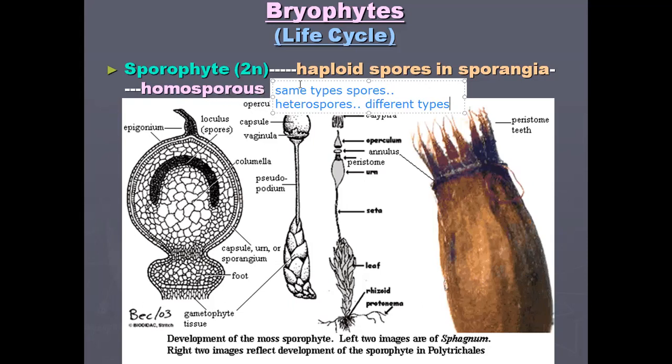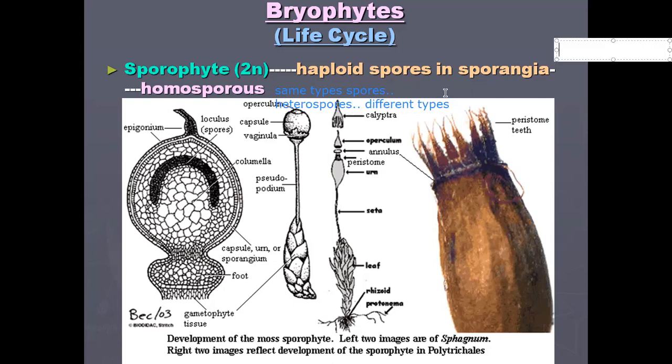The sporophyte generation of bryophytes is dependent on the gametophyte generation. And let us go back and see what we have in the sporophyte generation, in the other generation. Okay.